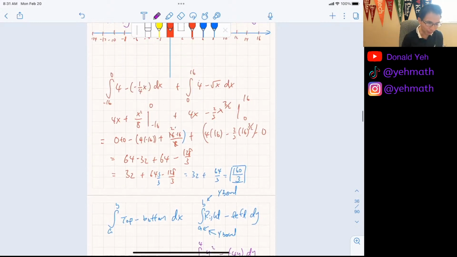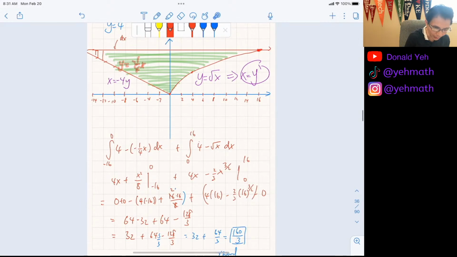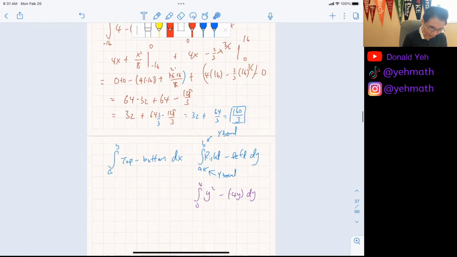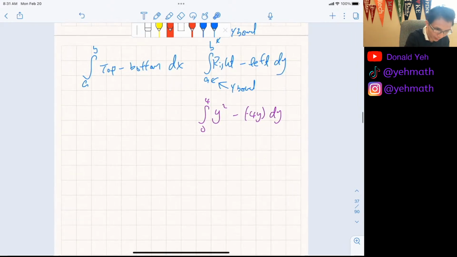Now, if you turn your paper sideways, would this be on the top part of the graph and this be on the bottom part of the graph? So it's top minus bottom still. If you turn your paper 90 degrees to the right, that's still going to be the top, that's going to be bottom. So technically it's top minus bottom. With that being said, can you do this question now and see how much less work this is?